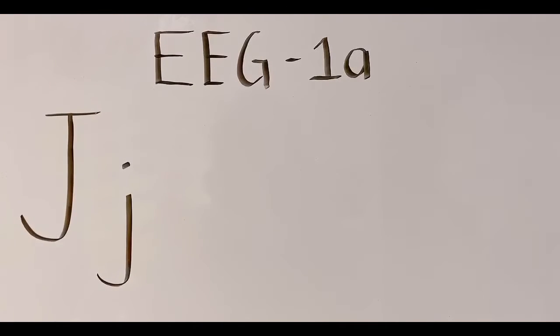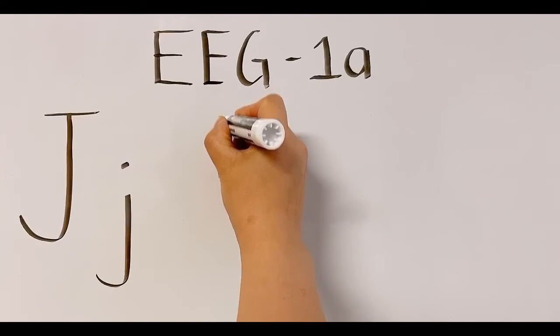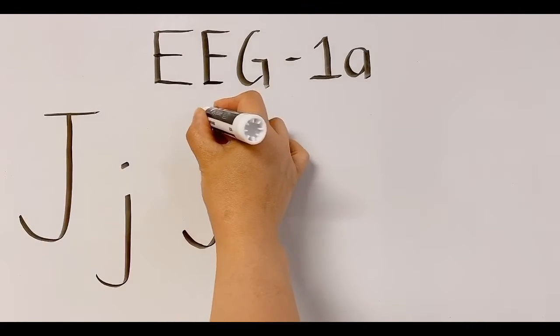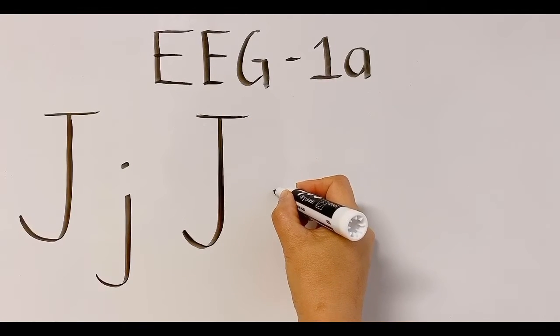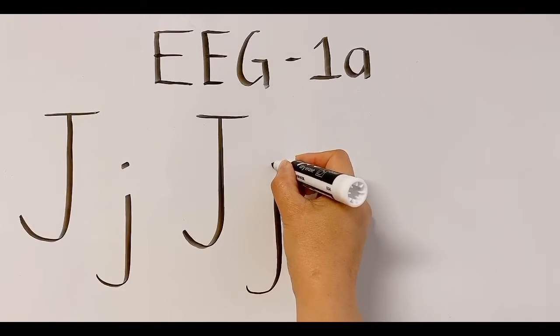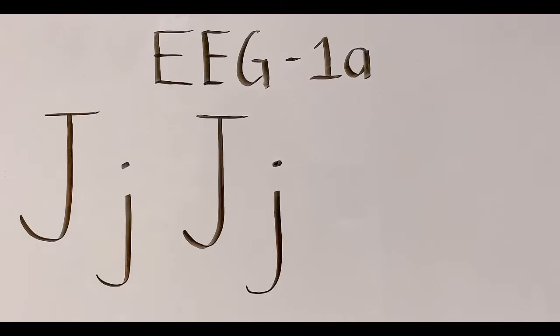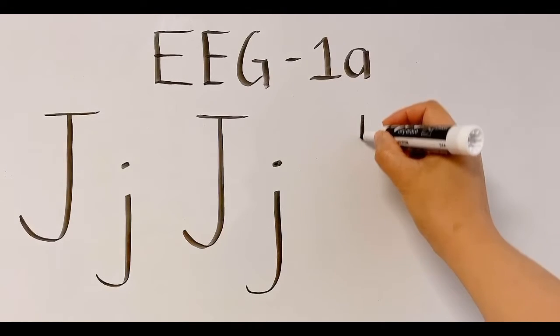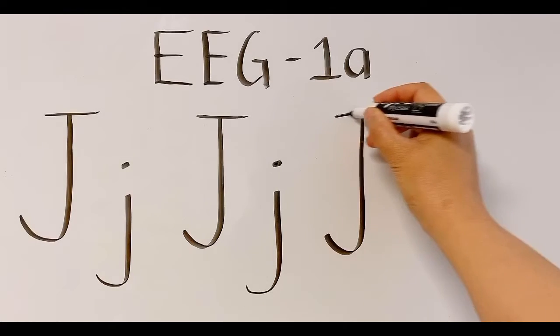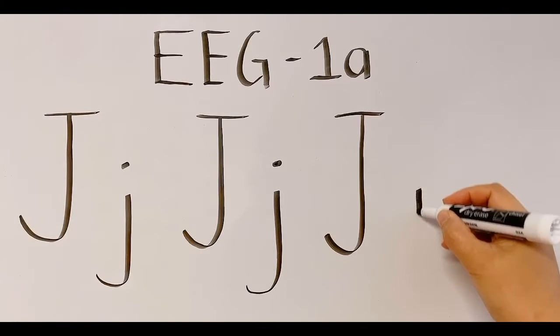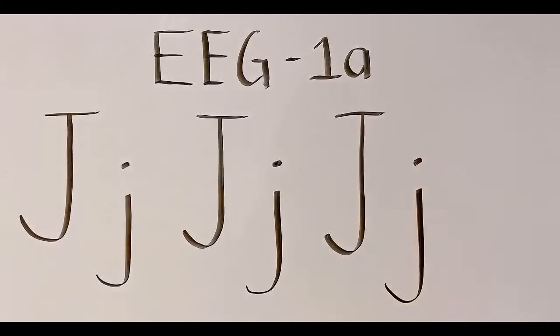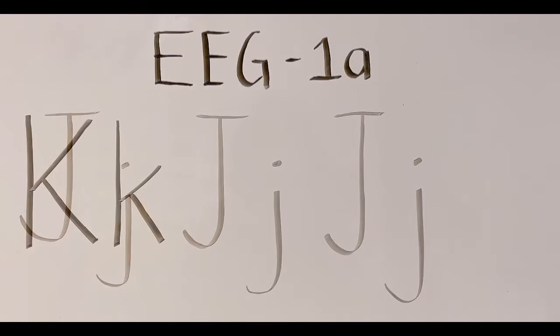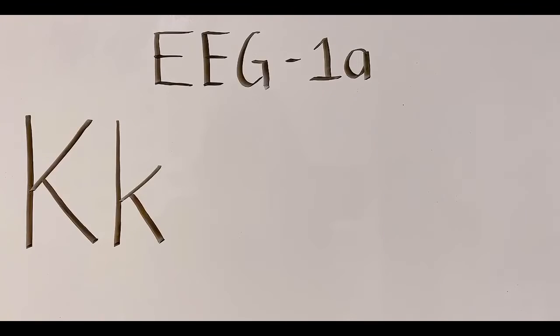Let's write the letter J. Capital J, small j. Okay, follow. Capital J and the small letter j. Okay, again. Capital J and the small letter j.